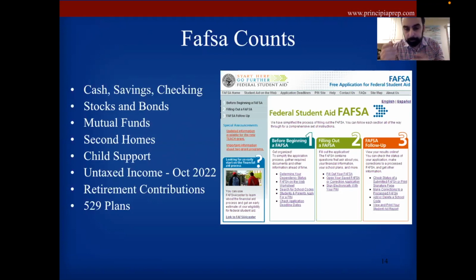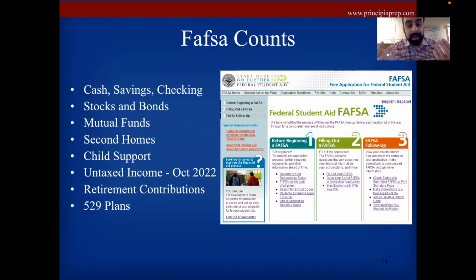So let me give you an example. Let's say you have a 401k. In the 401k, you have $100,000. That's the value of it, $100,000. And 2 years ago in 2020, you put in $2,000 in your retirement account. What the form wants to know is the $2,000. That's what goes in the FAFSA form, not that you have $100,000, just your contribution, that's it.